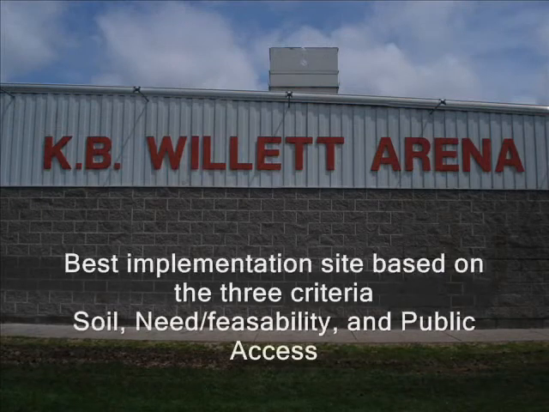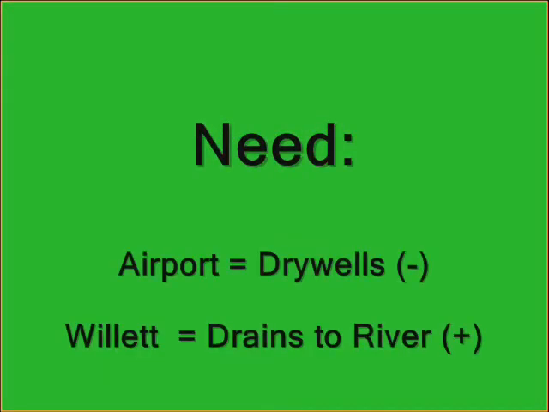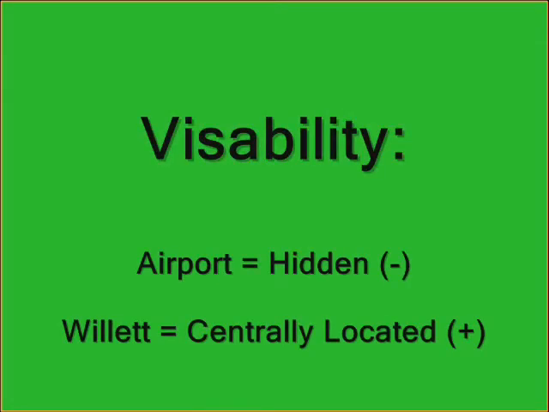Based on my analysis of these 2 sites, I would propose to implement a rain garden demonstration site at the Willett Ice Arena. I make my recommendation based on the 3 areas compared. The soils are the same, so that's a draw. There's a greater need at the Willett because the storm water flows directly to the river compared to flowing into a dry well. Finally, the Willett Arena is more centrally located in town and has more foot traffic near the proposed rain garden.